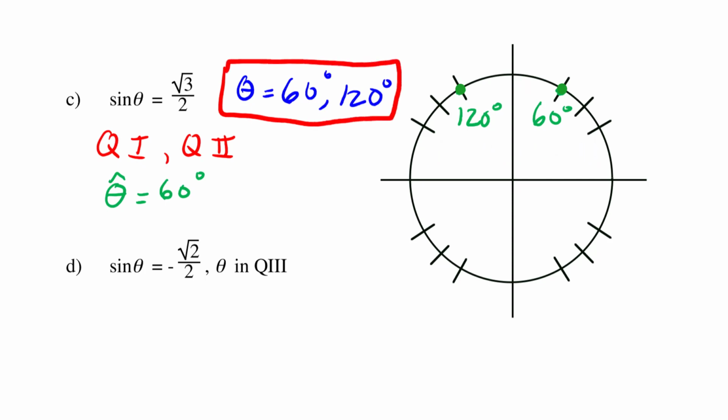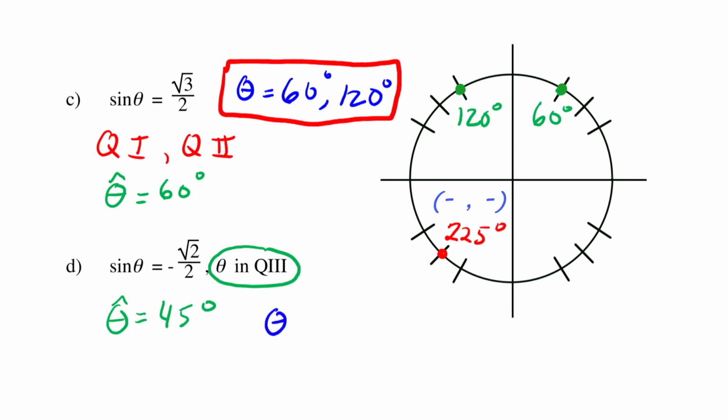In part D, though, notice again we have kind of a restriction on theta. This time we're told that theta can only be in quadrant 3, where sine is negative. And we see that sine of theta is a negative square root of 2 over 2. So the other clue is that theta must be at the 45 degree mark. Theta hat is 45 degrees, but not quadrant 1 or 2, 3 or 4, well, quadrant 3 only. Almost got carried away there. So we're talking about 225 degrees. And that's the value of theta, only one solution this time.